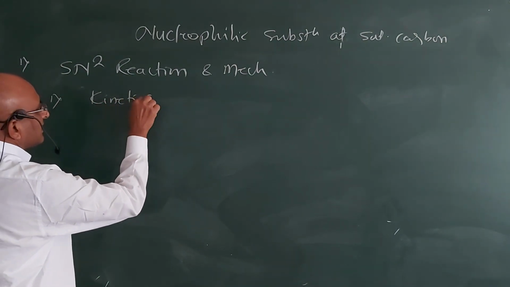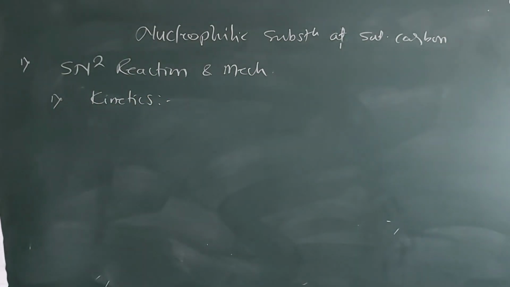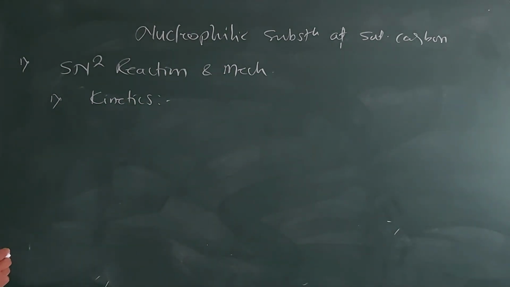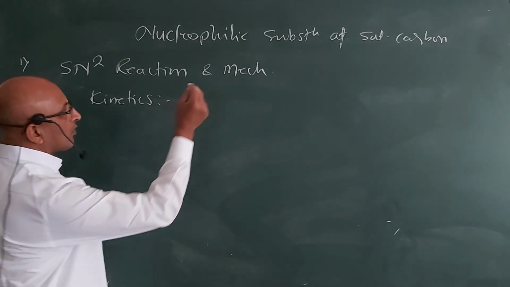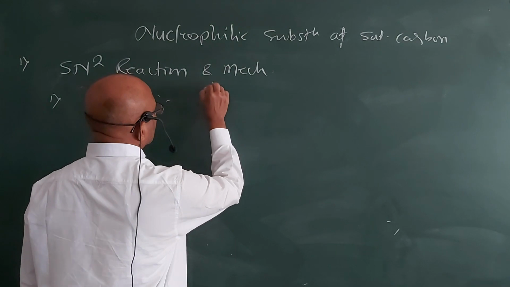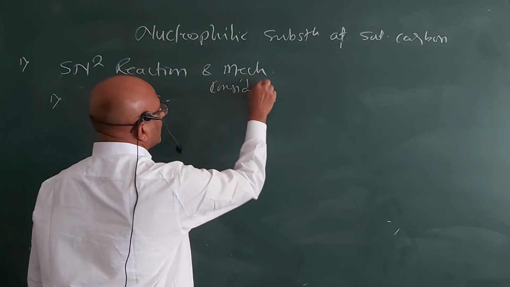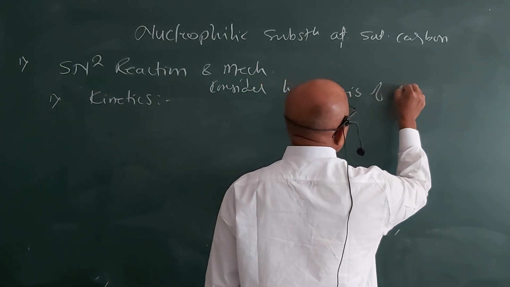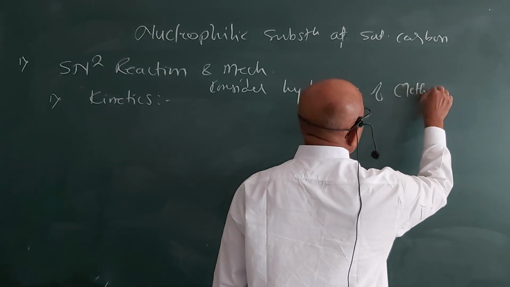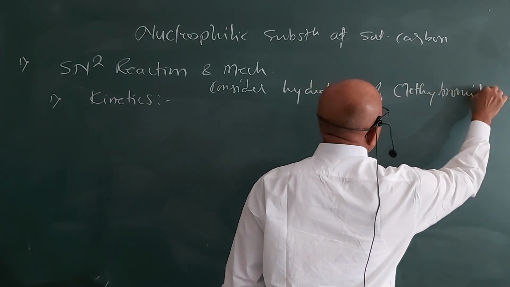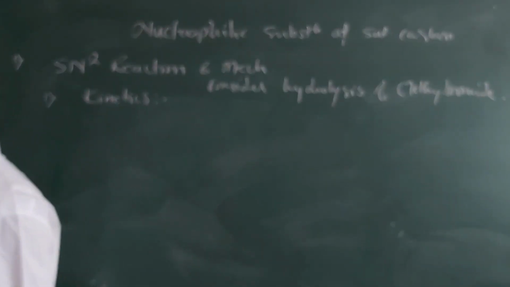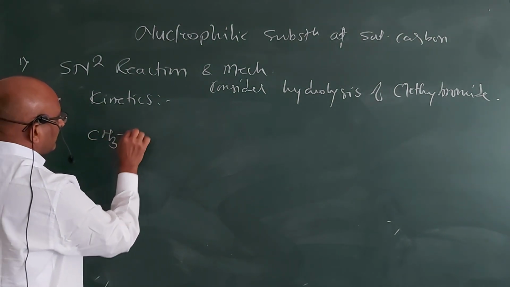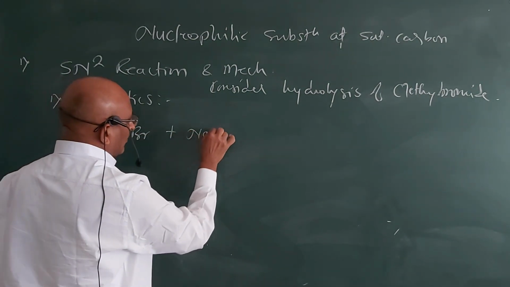What is kinetics? That is chemical kinetics, which means nothing but here we can determine the rate of reaction. And so here we are going to consider the hydrolysis of methyl bromide. Now, when we consider the hydrolysis of methyl bromide, the reaction is CH3Br plus NaOH.